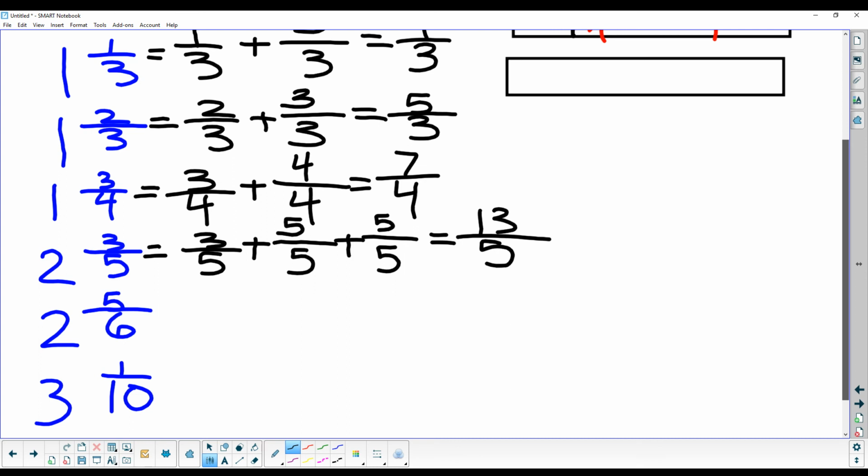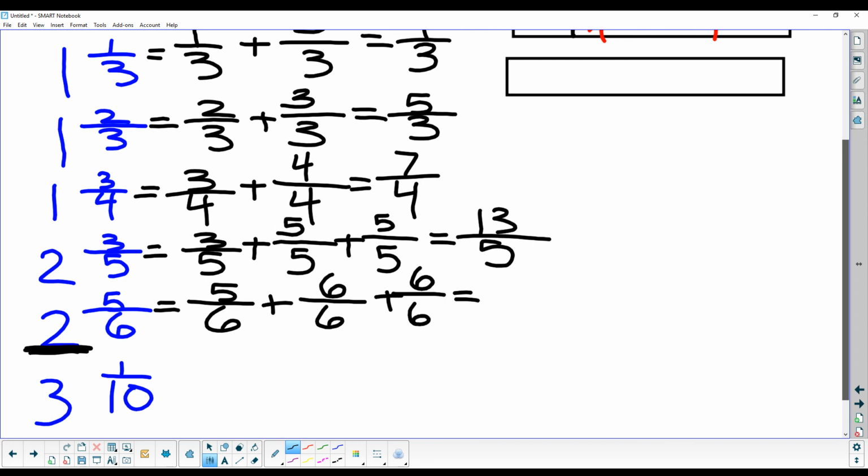So it's the same exact thing. I'm still starting with that fraction. I'm looking at my denominator to see that it's a 6. I'm putting that 6/6, but then I have to say, oh, I have 2 wholes, so I need to do that 6/6 2 times because each of those represent 1 whole, and then I'm adding those together to get my 17/6.